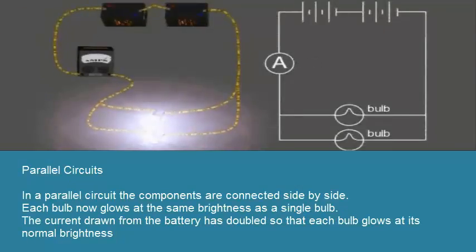Parallel circuits. In a parallel circuit, the components are connected side by side. Each bulb now glows at the same brightness as a single bulb. The current drawn from the battery has doubled so that each bulb glows at its normal brightness.